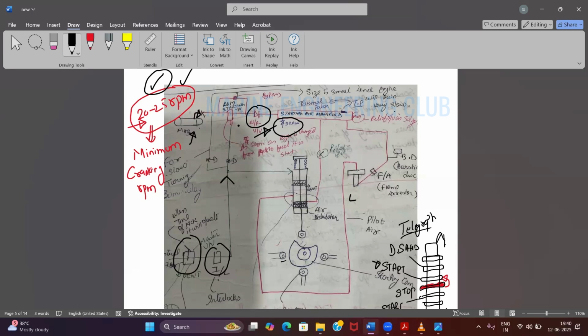Okay. Then you have this TP. What is this TP? Thermal patch. Okay. This is a color coded patch. It will show if the temperature of your starting air manifold is increasing. Okay. How can the temperature of the starting air manifold increase?